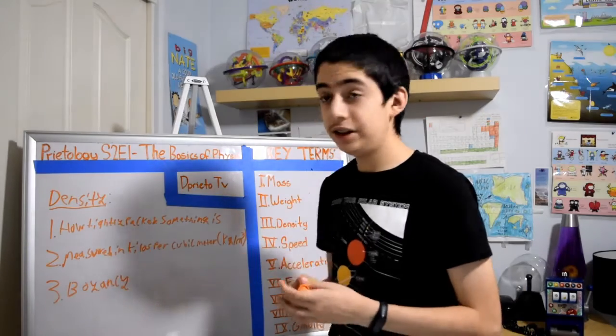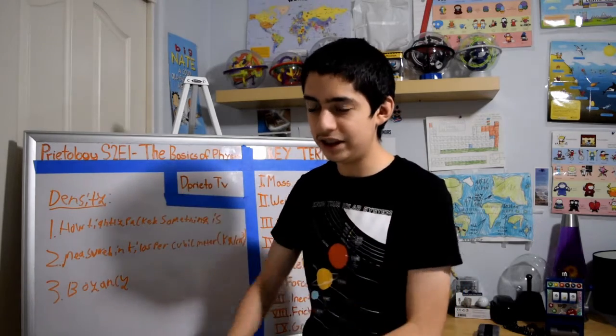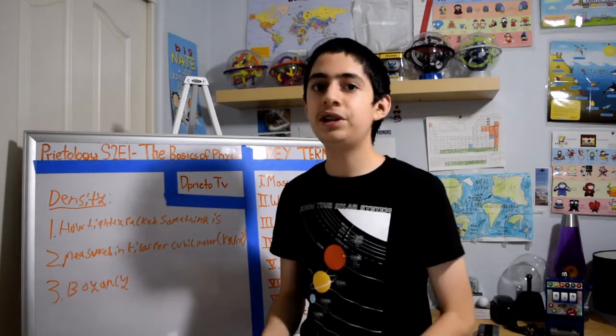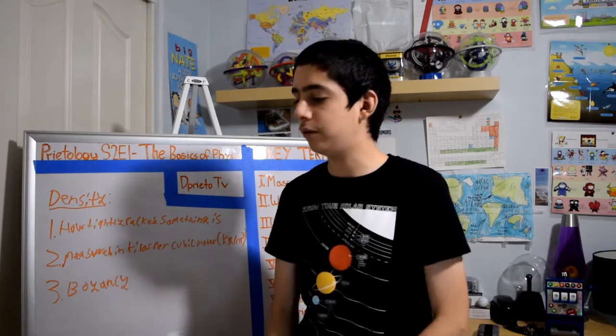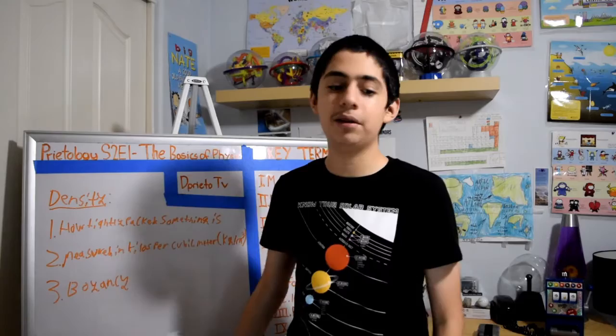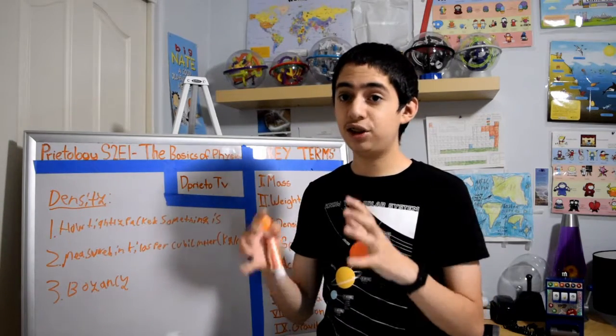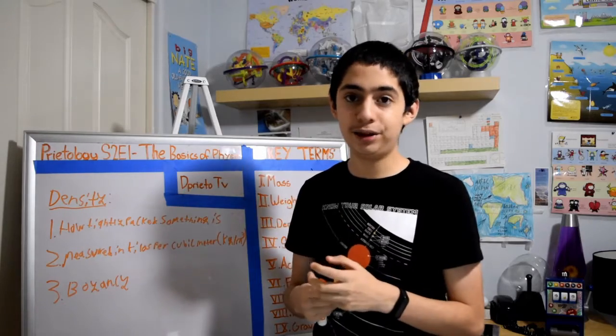So buoyancy is basically dependent on density. Things that are less dense will float, and things that are more dense will sink. That's why a piece of paper or a paper boat would float, and a solid piece of steel would sink to the ground.